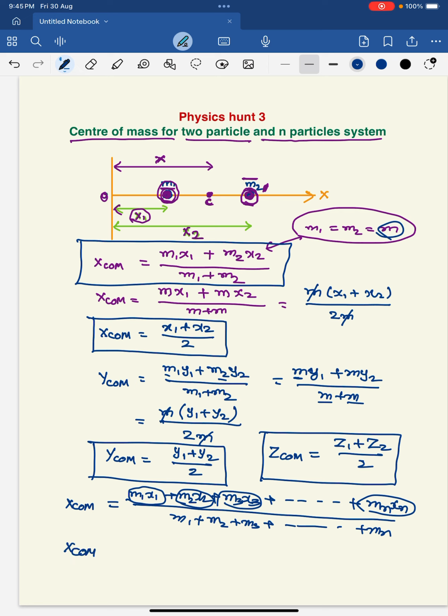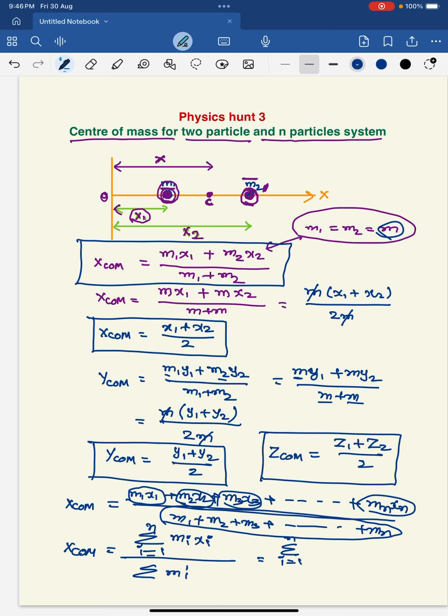We can write this in short form. The x center of mass for n particles is the summation over i equals 1 to n of mi xi, divided by the summation over mi, since the denominator also has n masses. Or we can write it in another form: the summation over i equals 1 to n of mi xi divided by the summation over all the particle masses, which I am assuming is the total mass, capital M. So finally we got x center of mass for n particles as the summation over i equals 1 to n of mi xi by capital M.